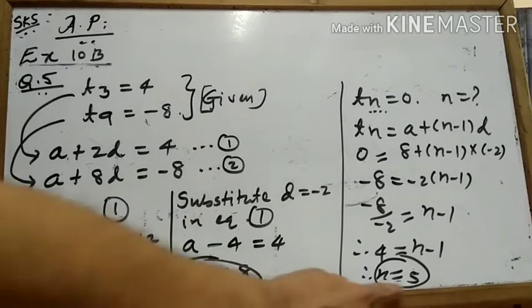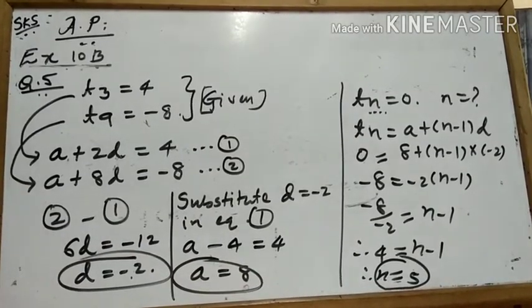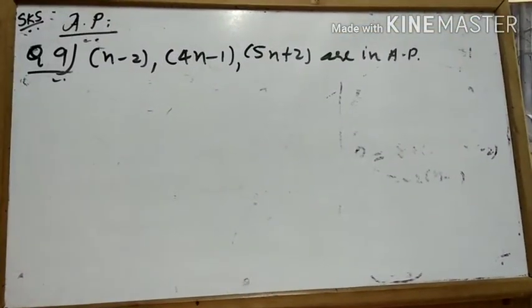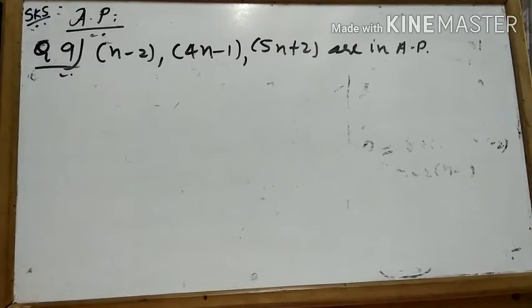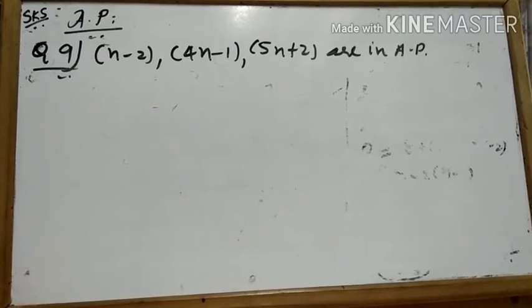So if your answer is in fraction or something like that, just check whether you have done the calculations correctly or not. Question number 9 says that n minus 2, 4n minus 1 and 5n plus 2 are in arithmetic progression. We are supposed to find out the value of n.